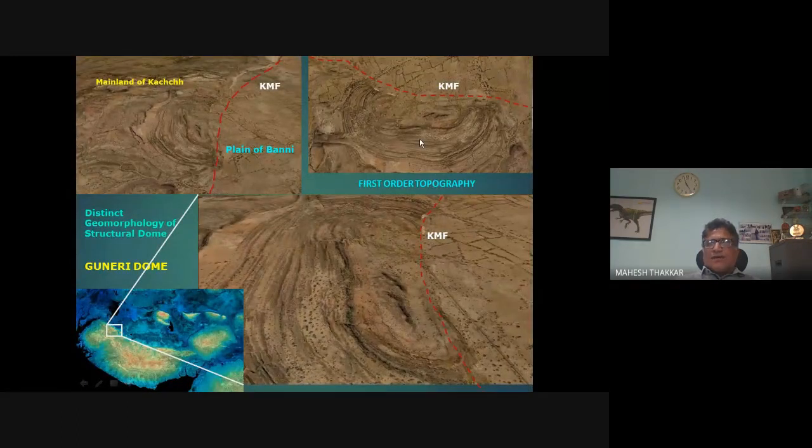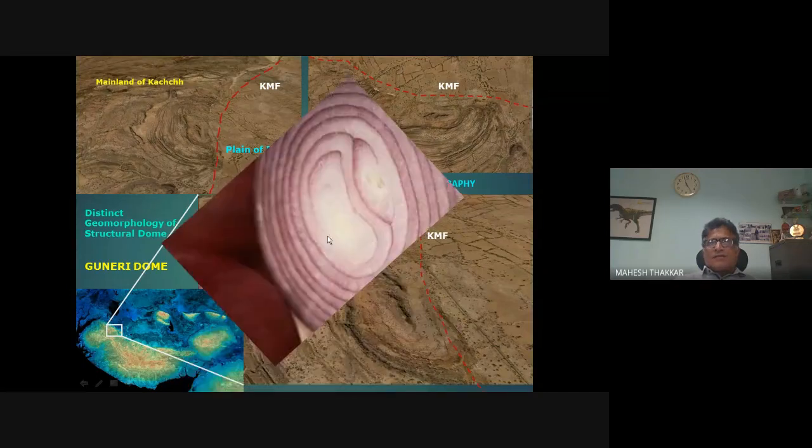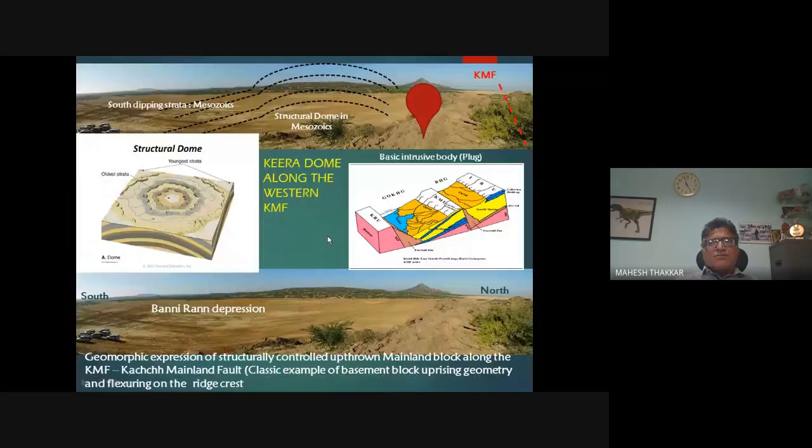There are maybe 20 domes, major and minor. In all, there are 20 domes. This is one of the very small domes, 1.5 to 2 kilometers long. It's called Gunnery Dome. Look at the very clear picture of the Gunnery Dome and its structures, almost elongated. On one side it is bounded by the Kachchh Mainland Fault. Okay, it is also like onion structures.